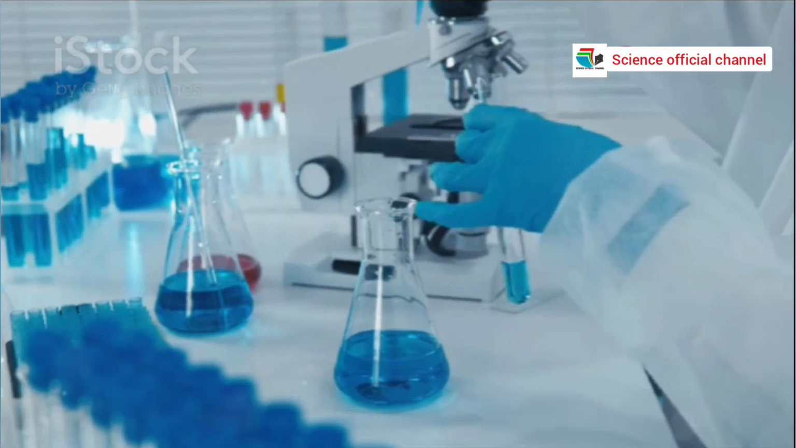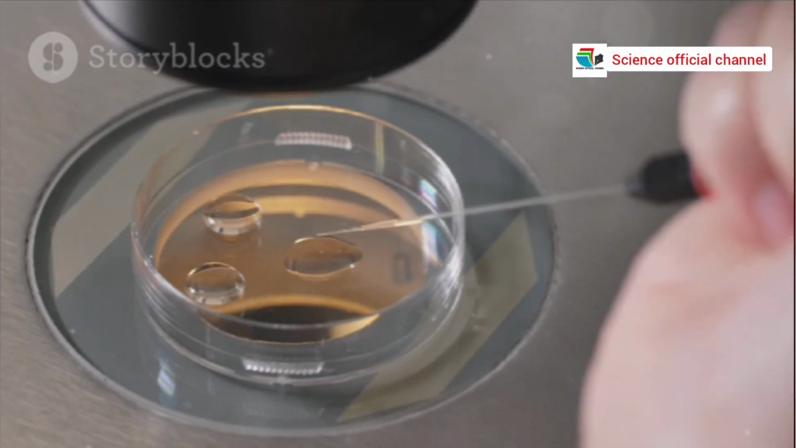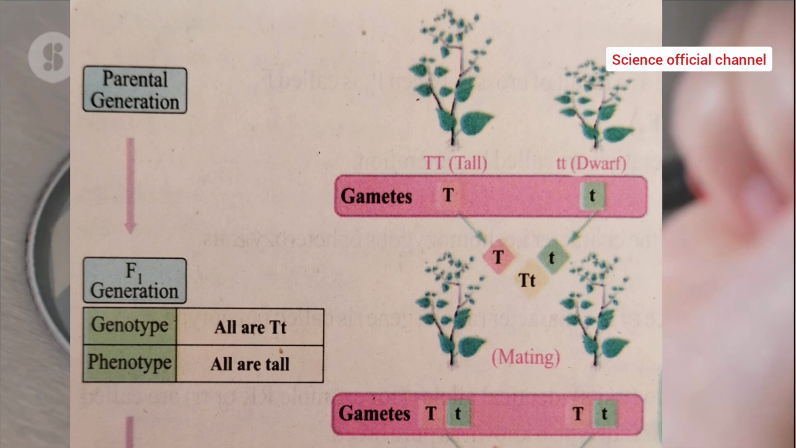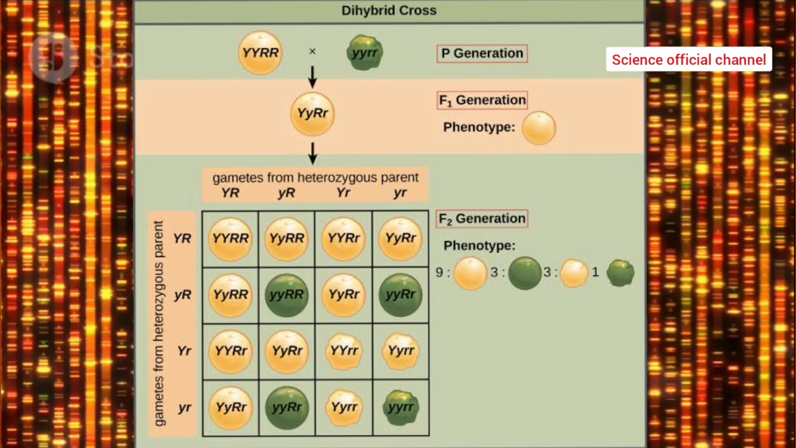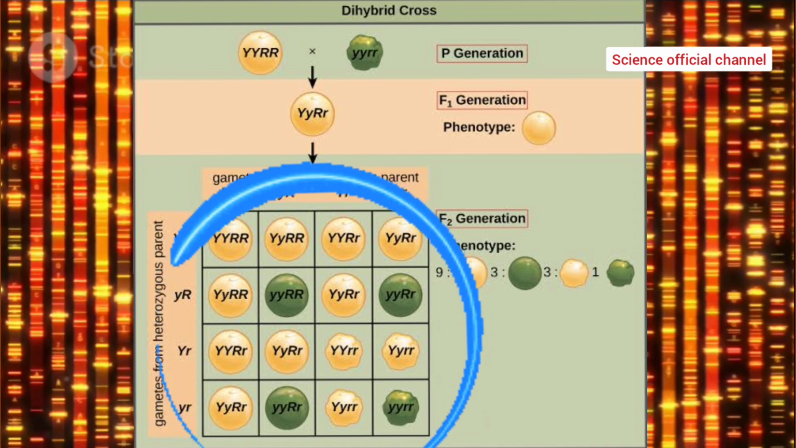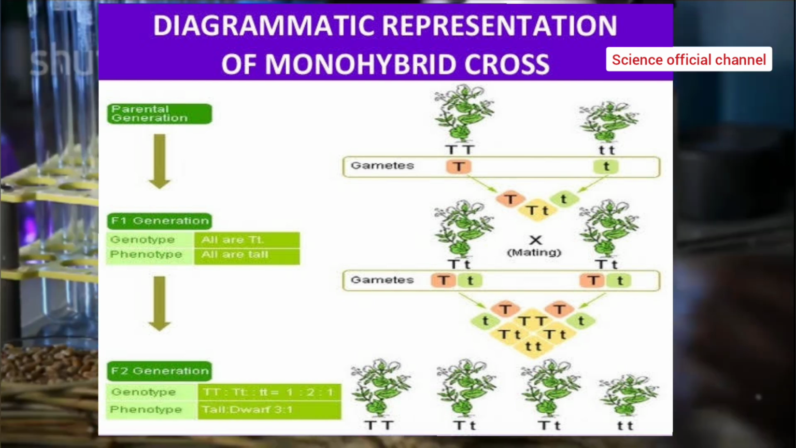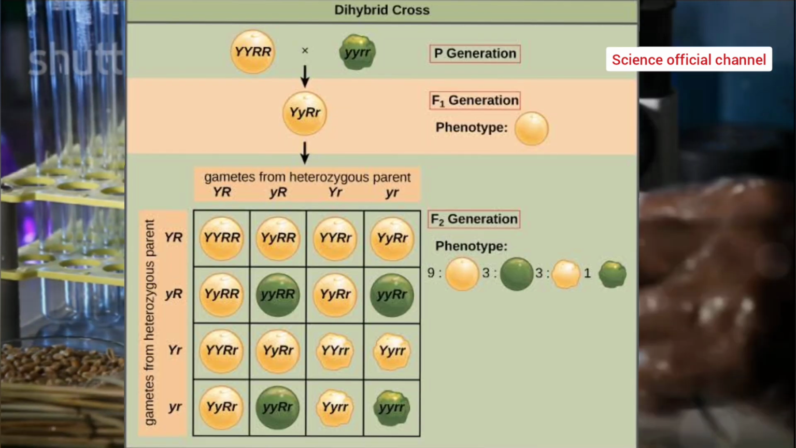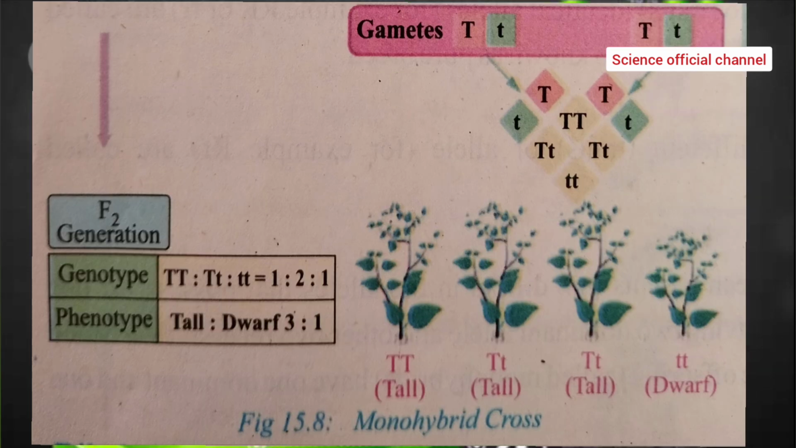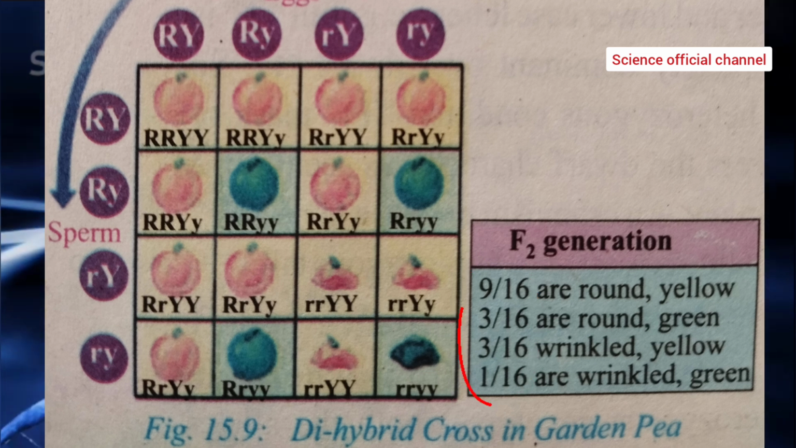Comparison between the law of segregation and independent assortment. The law of segregation is a principle that describes the separation of the two copies of each hereditary factor during the production of gametes. The law of independent assortment is a principle that describes the independent assortment of alleles of different genes during the formation of gametes. The law of segregation uses a monohybrid cross, while the law of independent assortment uses a dihybrid cross. In the law of segregation, the ratio of offspring is 3:1. In the law of independent assortment, the ratio of offspring is 9:3:3:1.